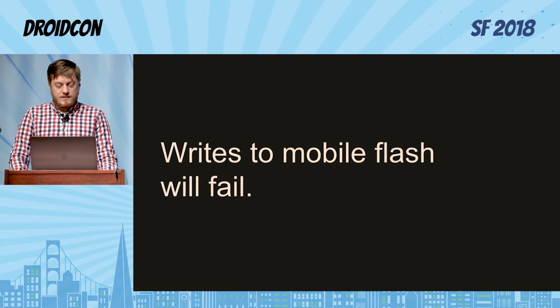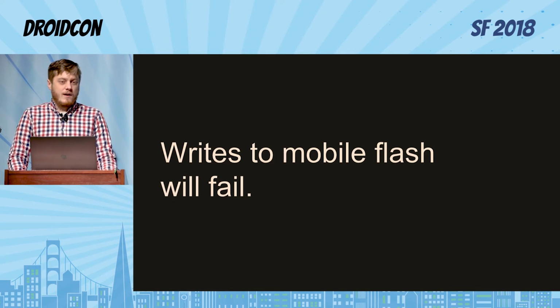What I'm trying to get across with all these examples is that writes to mobile flash will fail. Absolutely will fail eventually. And if you have an app that's installed on millions of devices, it's not going to be a negligible rate. And these will surface up to you in weird ways, as weird bugs where you assume state to have been saved and it wasn't saved.